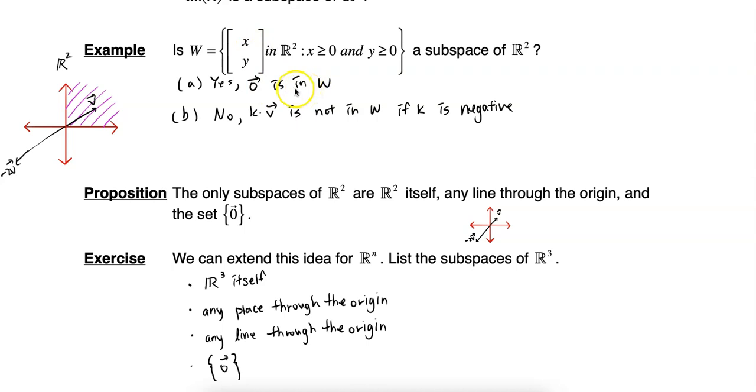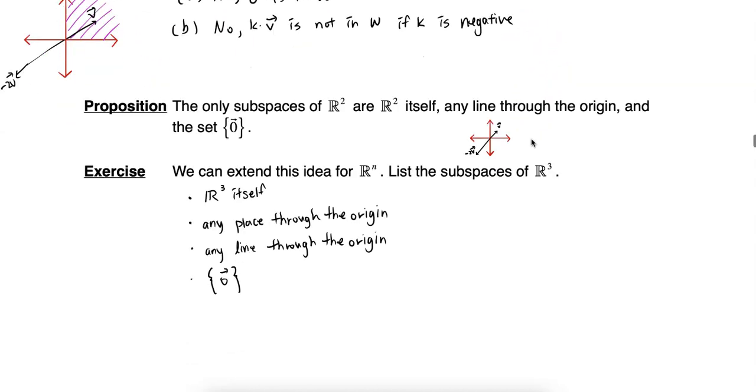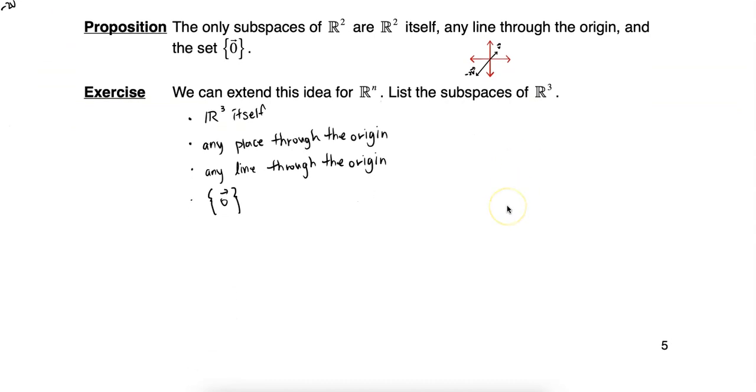Secondly, can we pick a vector in W, multiply it by any real number, and still have a vector that is in W? And the answer here is no. If you choose vector v here, but you choose k equals -2, the vector -2v now points out of the region. So W is not a subspace of R2. It's a subset of R2 because it has a group of vectors, but it doesn't qualify to being a subspace. In fact, the only subspaces of R2 are R2 itself, any line through the origin, and the vector 0 alone.